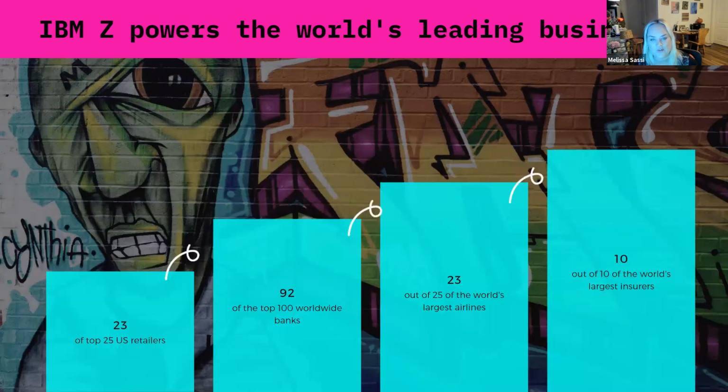So IBM Z is essentially a mainframe. It's a server, and we're going to learn more about what that means. Essentially, by coming here today, you are part of a club that has a mission of learning more about the technology that is powering the world's leading businesses. Okay, all right, cool. So let's jump in more.